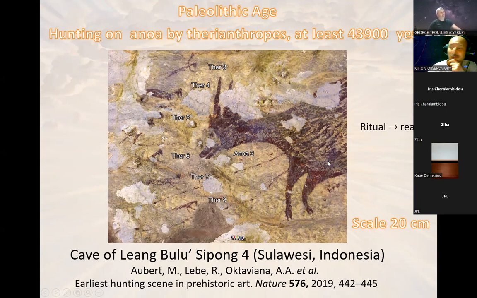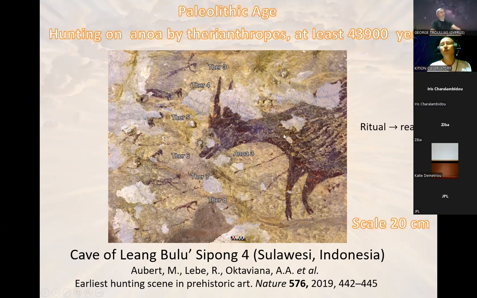Not many animals look like that. They have not been one to one; it's larger than one to one. And we have therianthropes, so a human shape is drawn here, and the head is not of a human but of a beast. So we have this group of four therianthropes, which are hunting this very animal.